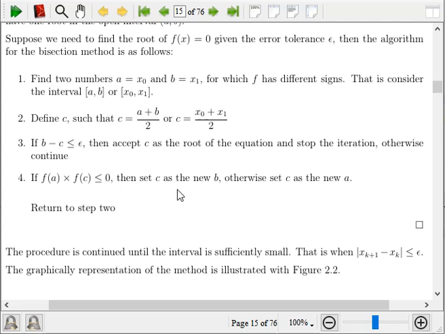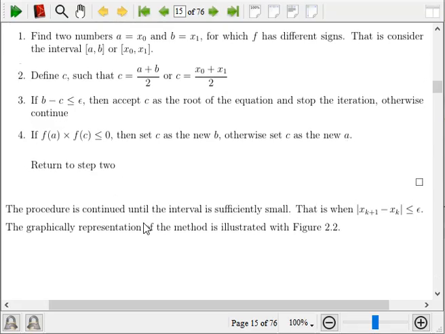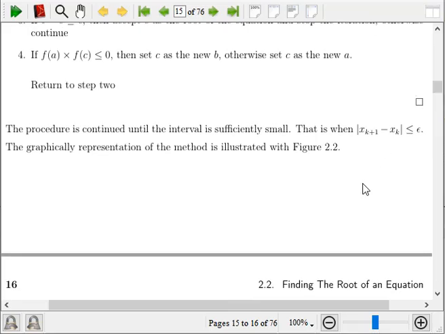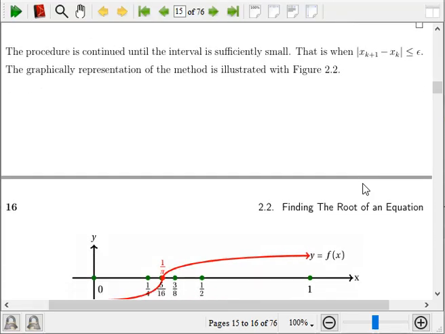Otherwise, the midpoint will be the value on the extreme left. Then return to step 2. We stop the iteration when the difference between two successive approximations or two successive solutions is less than epsilon. This was explained in the previous lecture.